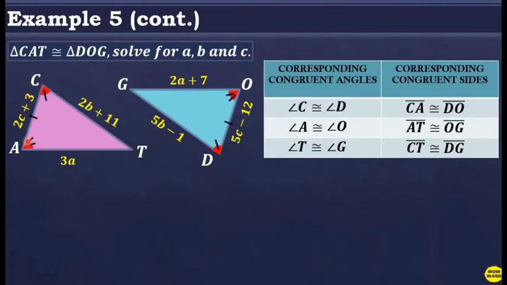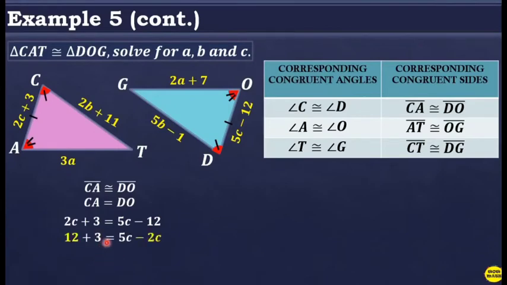So, ang C natin, we have CA is congruent to DO. So, dito yan. Nag-base tayo dito sa nakuha natin. So, therefore, if they are congruent, they are equal. So, kunin natin yung CA. We have 2C plus 3. At si DO is 5C minus 12. So, let us solve. So, we have 5C. Ito, transpose natin, magiging minus 2C. And then si 3, transpose natin ito, magiging plus 12. So, 12 plus 3, that is 15, is equal to 5 minus 2, that is 3C. Divide both sides by 3. So, 15 divide 3. So, we will get C is equal to 5.